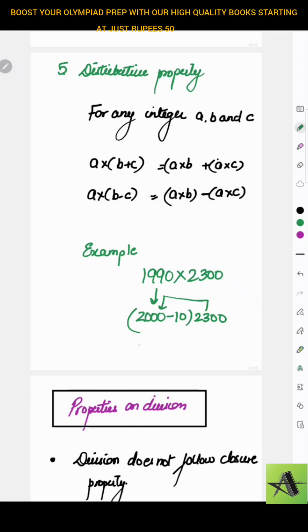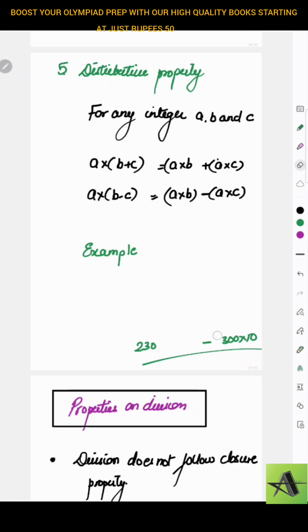So 2300 multiplied by 2000 minus 2300 multiplied by 10. You can clearly see, you don't even have to do the whole multiplication. It's very visible. Without doing anything, you can just quickly write down the answer. So for such difficult numbers, we use the distributive property.